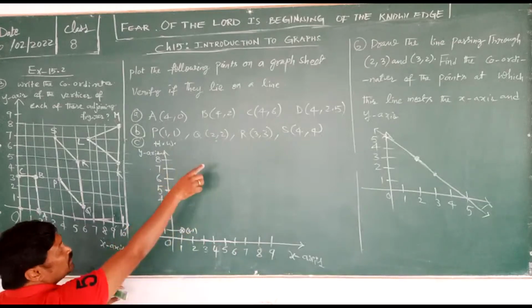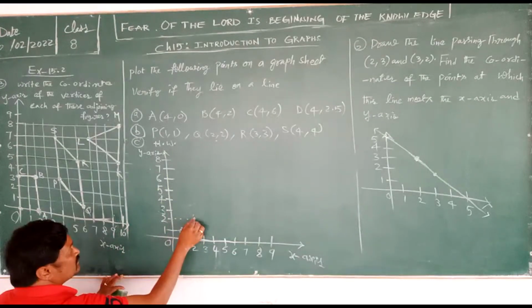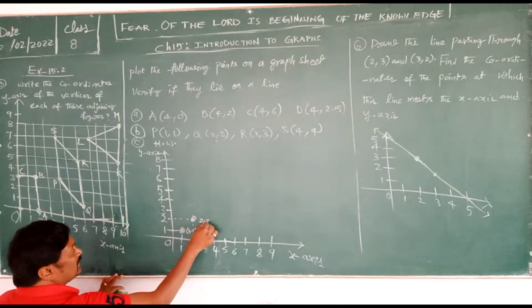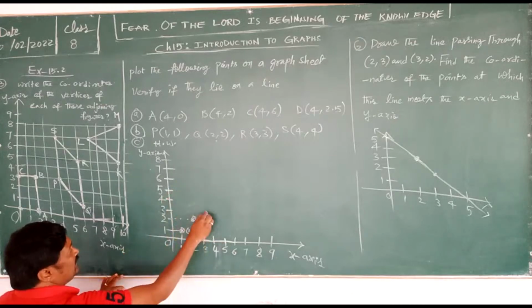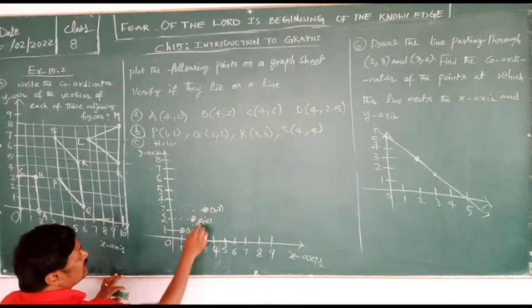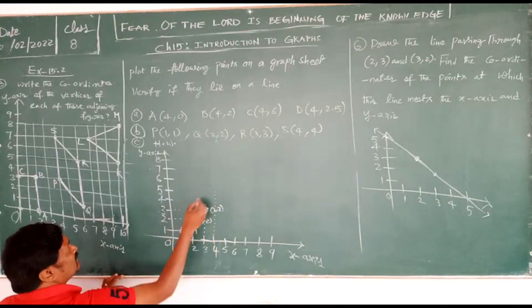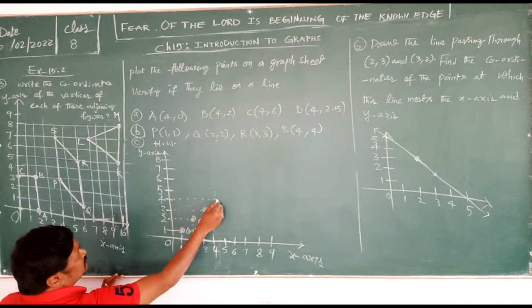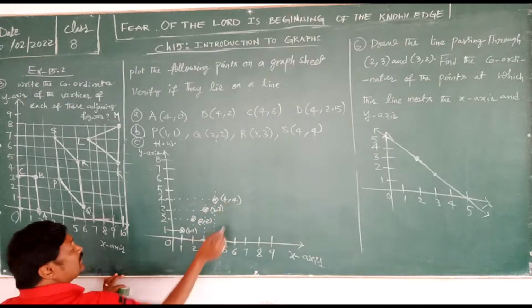Next one, 2 comma 2. 2 is here and again here 2, we can write 2 comma 2. Next one, 3 comma 3. 3 and here 3, so exactly this is 3 comma 3. Next, 4 comma 4. Let's join this part here also. Then 4 comma 4 you are going to get.